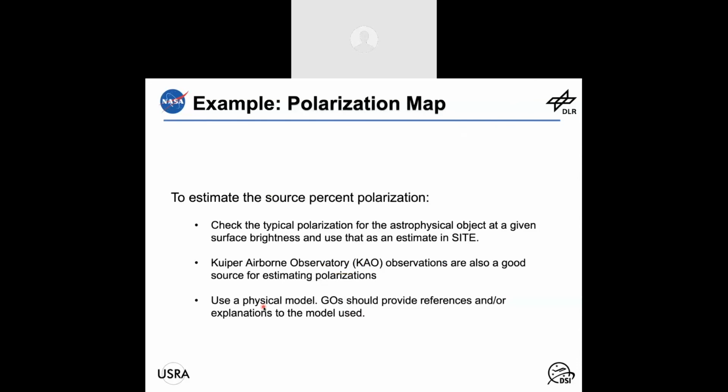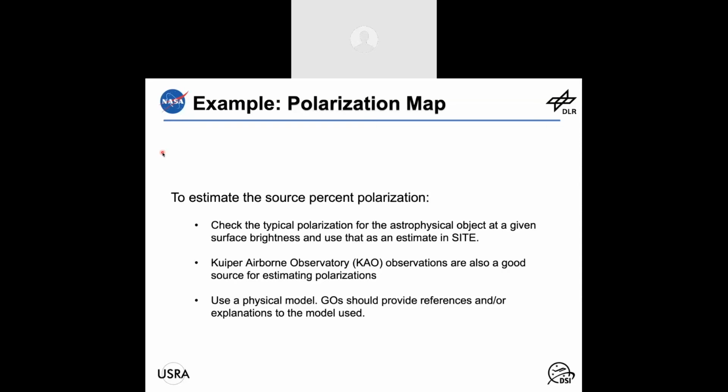So that was the first example of just a total intensity type of observation. Now, the next example is a polarization map. One of the more challenging parts of creating an AOR for a polarization map is how to estimate the source percent polarization. It may not be known beforehand what the polarization is expected to be for the object. I would say to check what the typical polarization is for the type of astronomical object you're observing, and based on the surface brightness of that object.